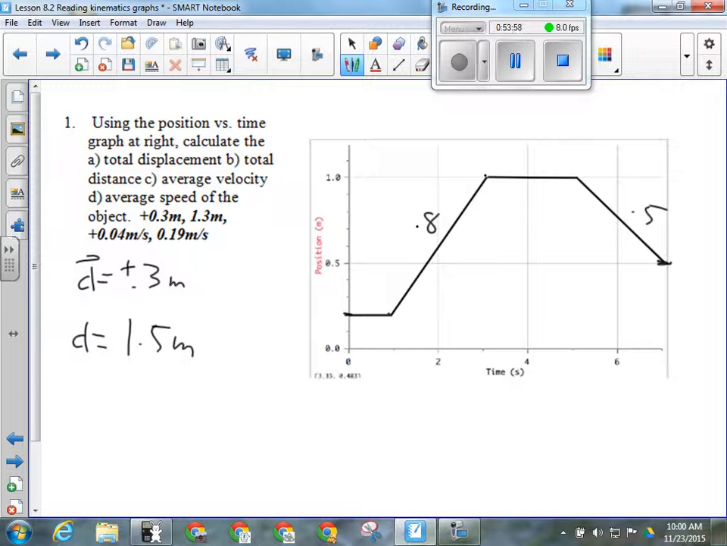Average velocity is total displacement over total time. So 0.3 divided by 7 seconds, and we'll have positive 0.04 meters per second. And then for speed, it's total distance over total time. So 1.3 over 7 seconds gives us 0.19 meters per second.